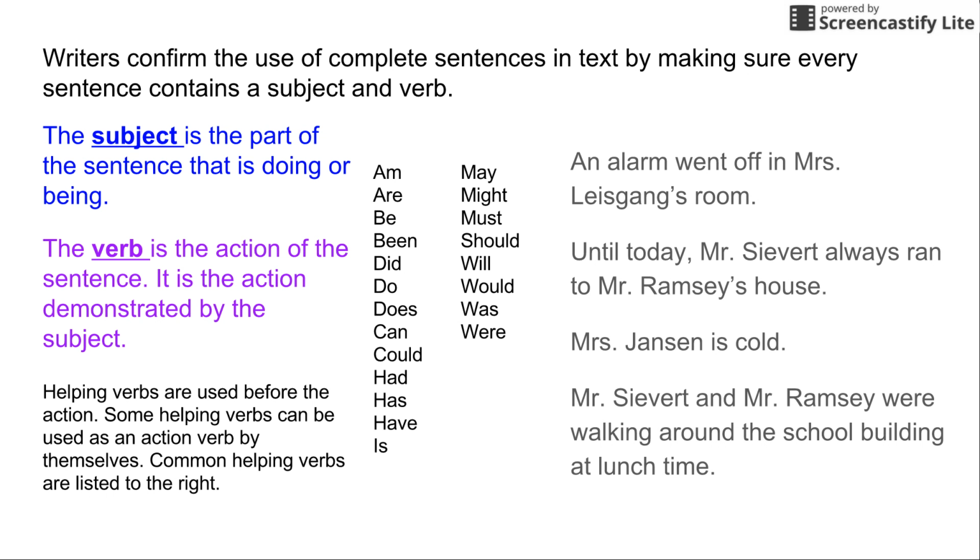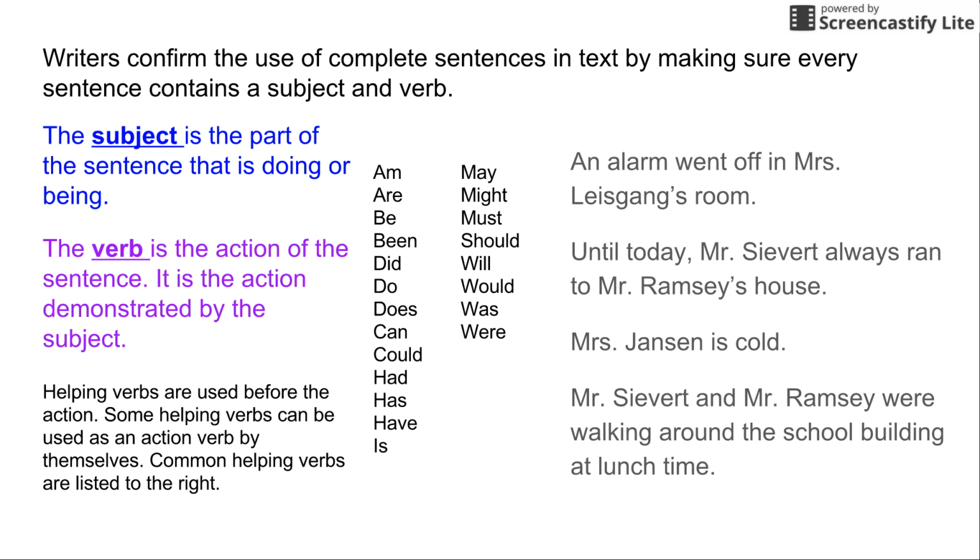So what I'm going to model for you is identifying the subject and verb. And many times when I look at a sentence, if I'm struggling to find the subject, then I like to find the verb first, the action of the sentence. It is possible that the verb is also just simply a helping verb. So in this first sentence, an alarm went off in Mrs. Leisgang's room, I have to determine, what is the subject, what is the action?